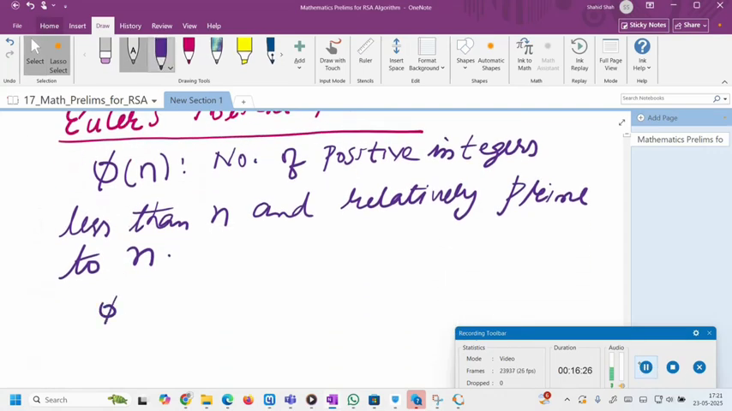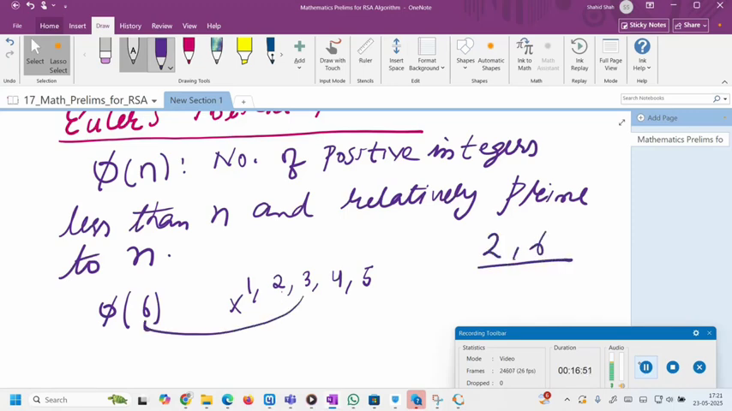Suppose we have phi of 6, fine. So let's write the positive integers: 1 is there, 2 is there, 3, 4, 5. Okay, less than 6 we have tried. Now, are 1 and 6 relatively prime? No. Are 2 and 6 relatively prime? No, 2 and 6 have a common factor, 2. 3 and 6 have a common factor. 4 and 6 have a common factor. 5 and 6 don't have a common factor. So phi of 6 will be equal to 1.